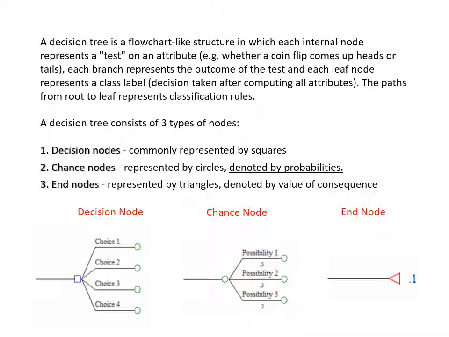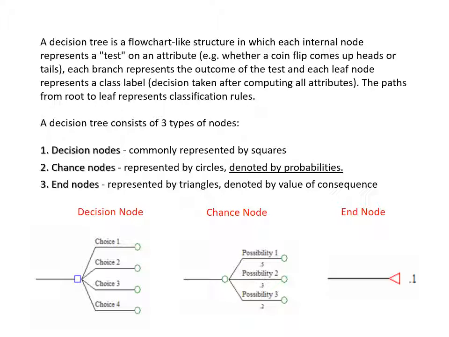So we have 3 different types of nodes in decision trees. There are decision nodes, which we're going to represent here by blue squares. That means we're making a decision, and based on that decision, there's uncertainty about what the outcomes are going to be, and we represent that uncertainty by different branches coming off of the decision node, and each one of those branches would be associated with a different probability of occurring.